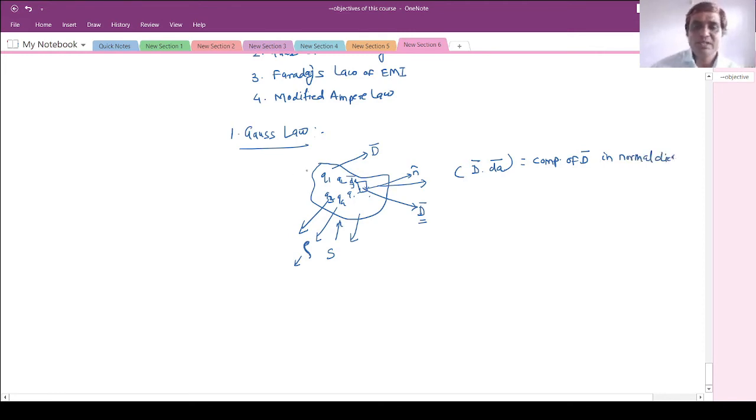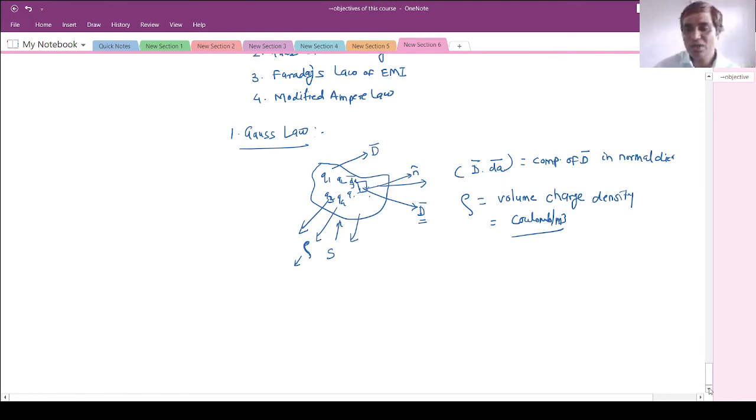Okay, so once I get this for one small area, then I will add the small areas and integrate over the surface, which will give me the net displacement vector coming out. Okay, and rho will be your volume charge density, or it will be the density of charges inside the volume, and its unit is coulomb per meter cube. Now if I add all the charges inside the volume, then I will get the total charge inside the volume.